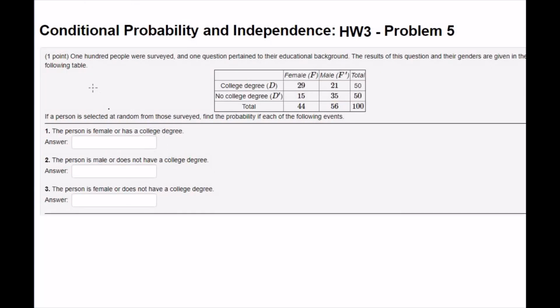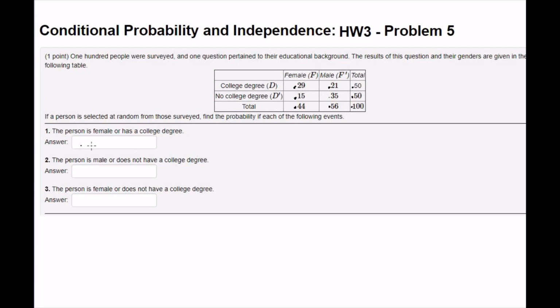Problem number 5. 100 people were surveyed, and one question pertained to their educational background. The results of this question and their genders are given in the following table. So we were given the contingency table in numbers, not in probability. We have to be careful about it. But here, the good news is the total is 100, so we can consider it as probability, like 0.29, 0.15, 0.44, 0.21, likewise. If that number was not 100, then we had to convert it into percentage.